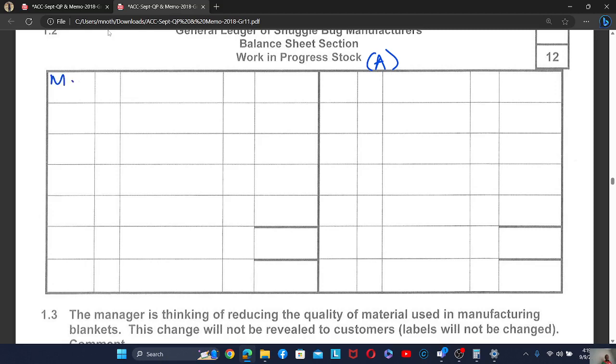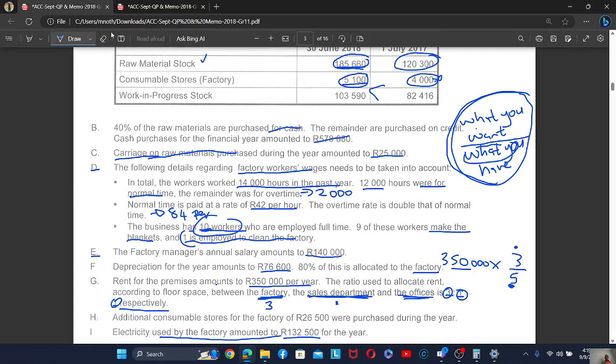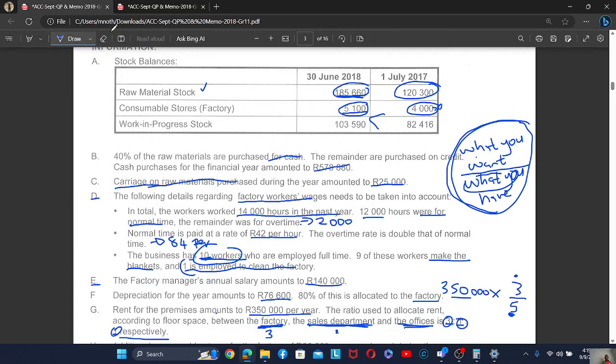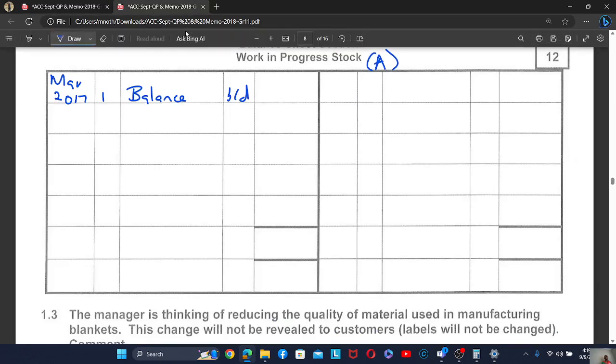Work in process. So we are given the opening balance, the balance brought down. Can you see it? The balance brought down. How much is it? Here, on this one. It's 82,416. Oh, yes. Right?